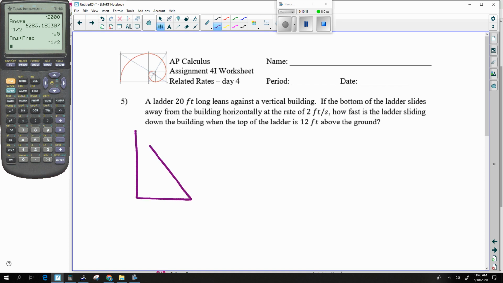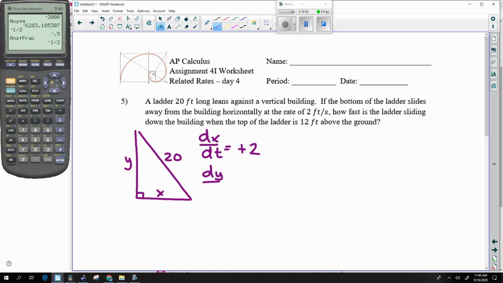We've got a ladder leaning against a building. The ladder is 20 feet long. Notice how that length will never change. If the bottom of the ladder is sliding away from the building horizontally at a rate of 2 feet per second, so the x is lengthening at 2 feet per second, how fast is the ladder sliding down the building?